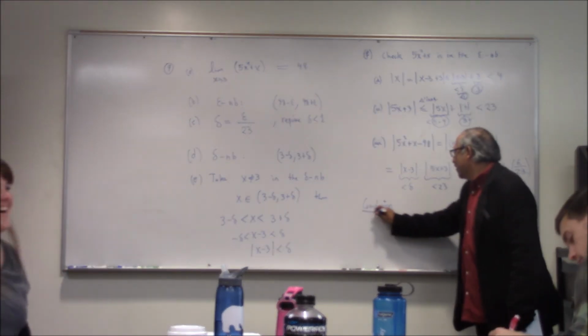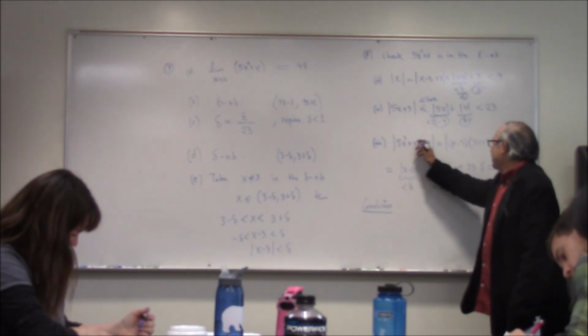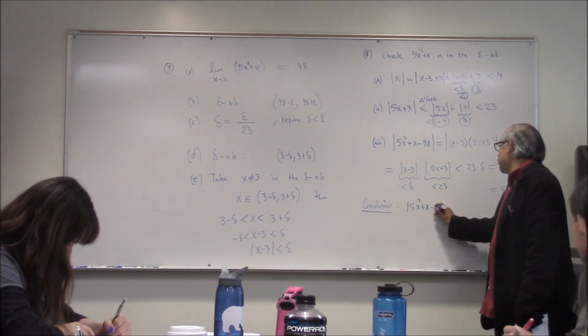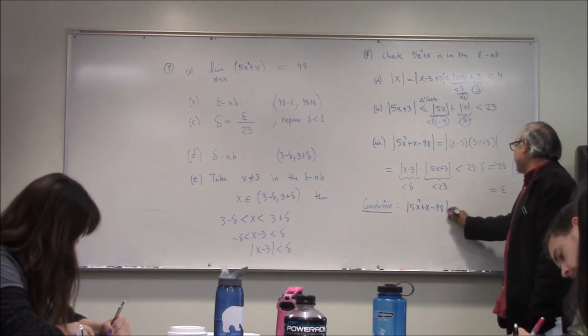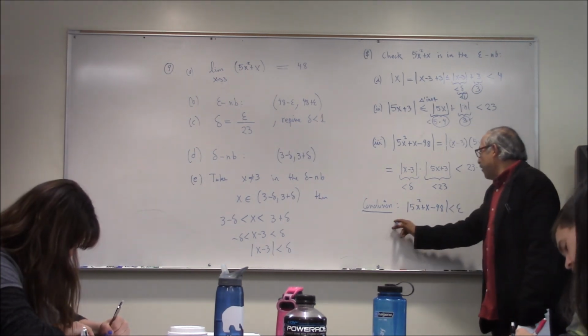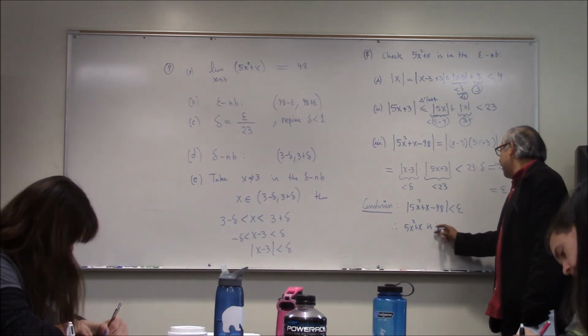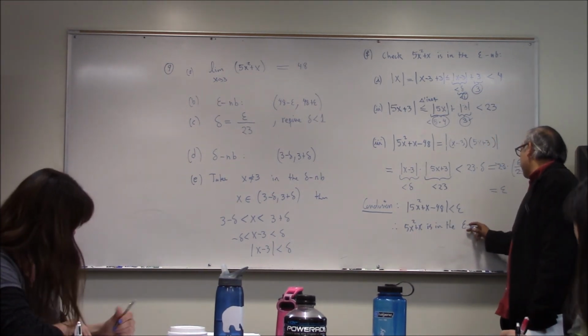The conclusion is, this guy, 5x squared plus x minus 48, that difference is less than epsilon. So therefore, 5x squared plus x is in the epsilon neighborhood.